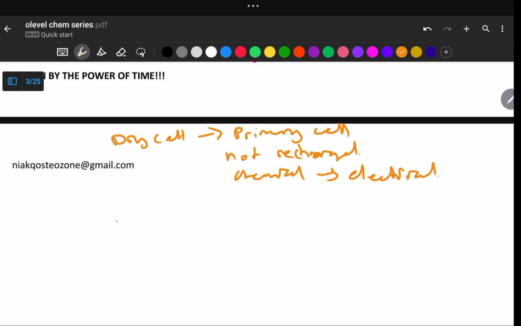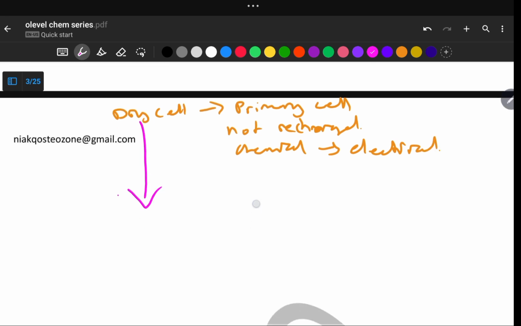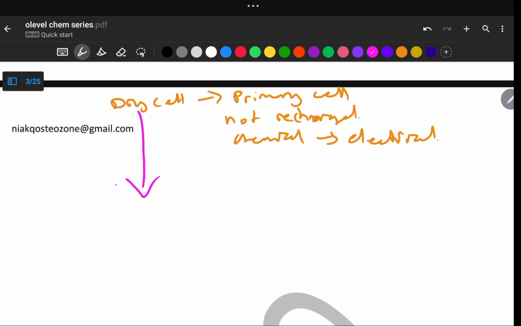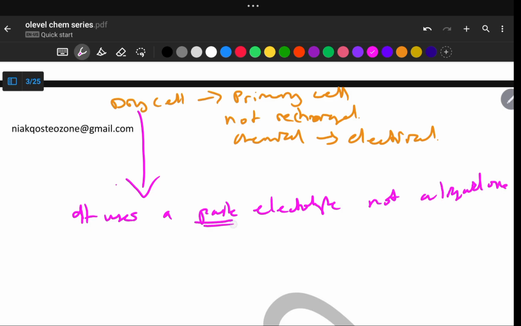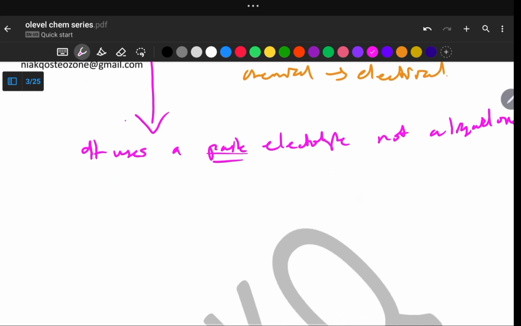And then you must know why it is called the dry cell. It is called the dry cell because it uses a paste electrolyte, not a liquid one. When we say this one is a paste, we mean to say it is not a liquid, but it is in a toothpaste-like form, right? And then we can now move on to the components of a dry cell.